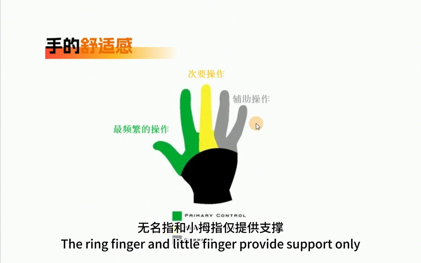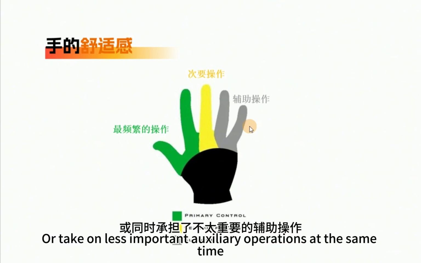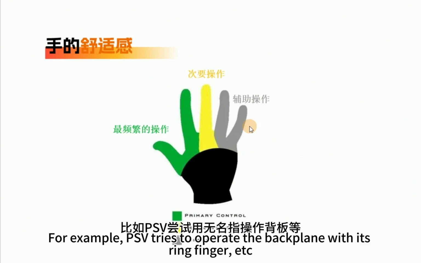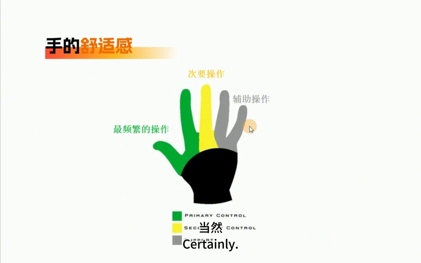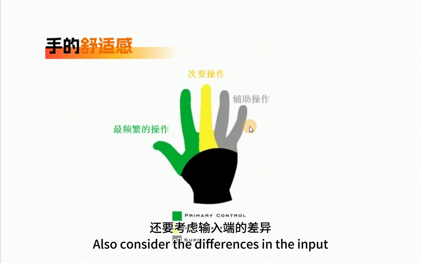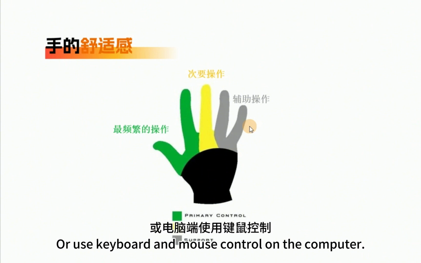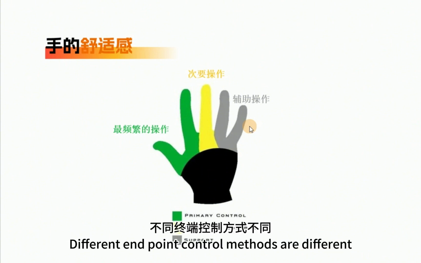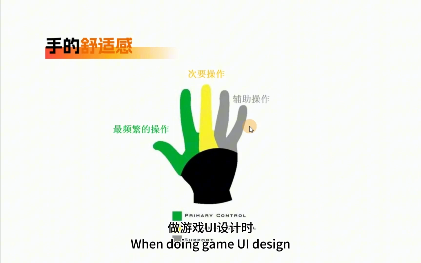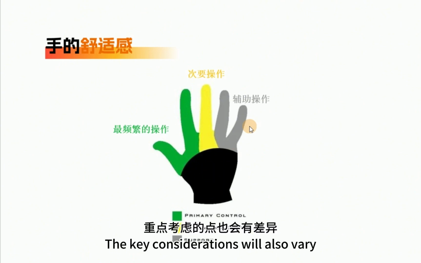The ring finger and little finger provide support only, or take on less important auxiliary operations at the same time, for example on PSV trying to operate the back plate with the ring finger. Certainly, in the actual design process, also consider the differences in input: mobile touch, gamepad, or keyboard and mouse control on the computer. Different endpoint control methods differ, so when doing game UI design, the key considerations will also vary.